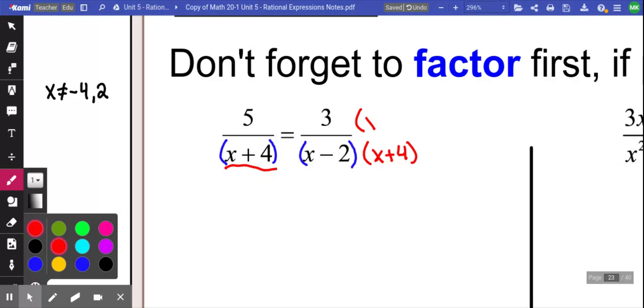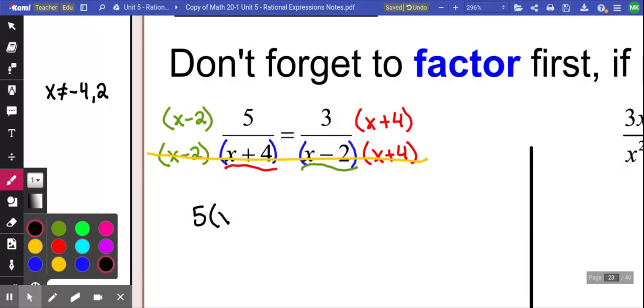What you do to the bottom, you do to the top. This x minus 2 needs to be over here. What you do to the bottom, you do to the top. And we see here that we now have a common denominator, so we can cross out our common denominator, and all we have left is 5 times x minus 2 equals 3 times x plus 4.